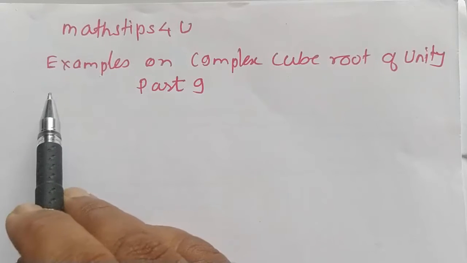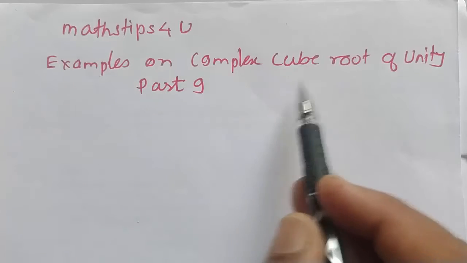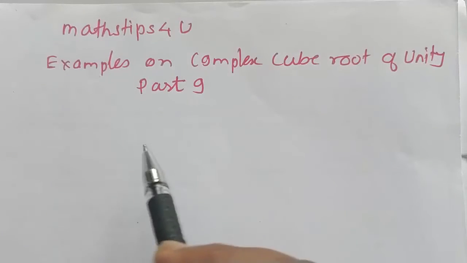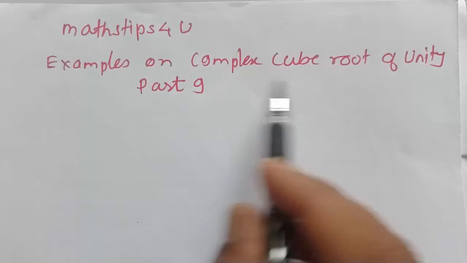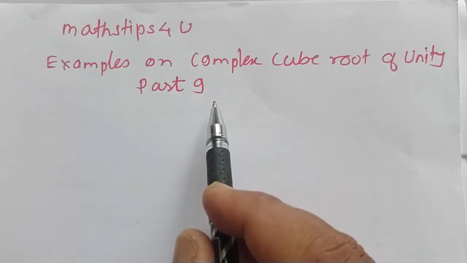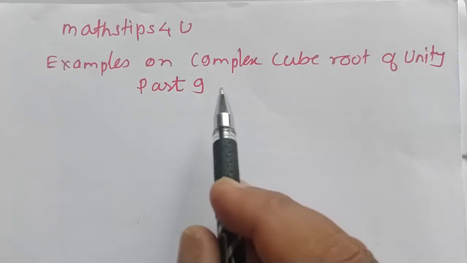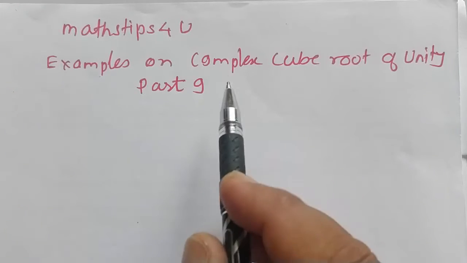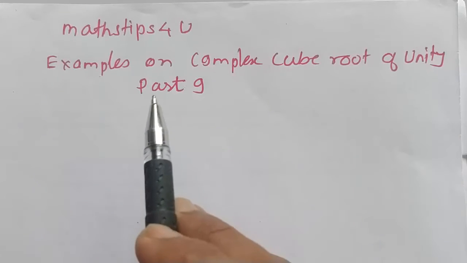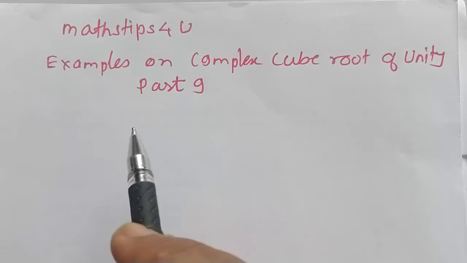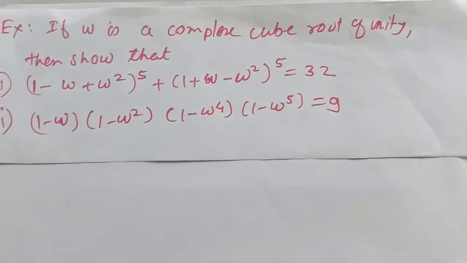In this video we are going to see the solution of some examples on complex cube root of unity. Last time we have seen the complex cube root of unity. It means that x raised to 3 minus 1 is equal to 0. The solution of this equation is 1 and the other two are complex conjugates of each other. Now the example based on the complex cube root of unity.